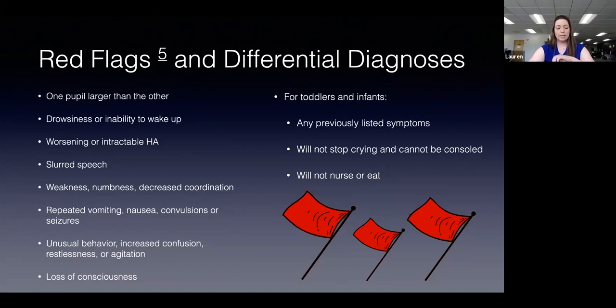Slurred speech is another one. There are two areas of the brain that are important when it comes to language. One is Broca's area, which is in the frontal lobe, and that's responsible for the production of speech. The other is Wernicke's area, in the temporal lobe, and that's responsible for the comprehension of speech.